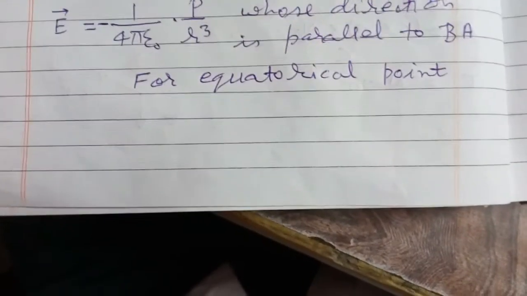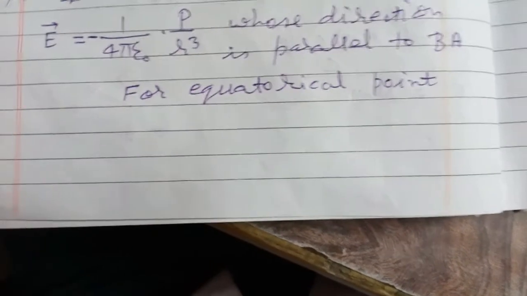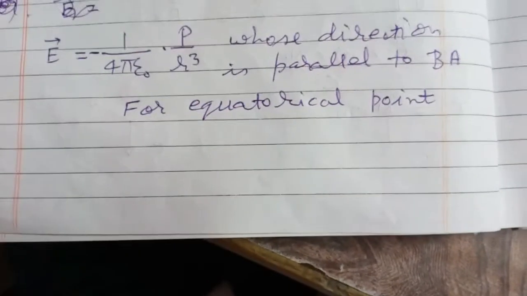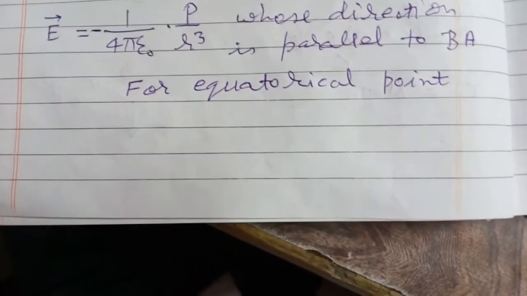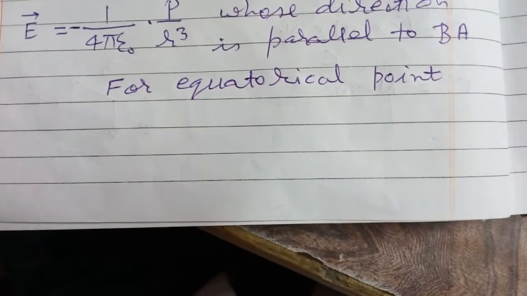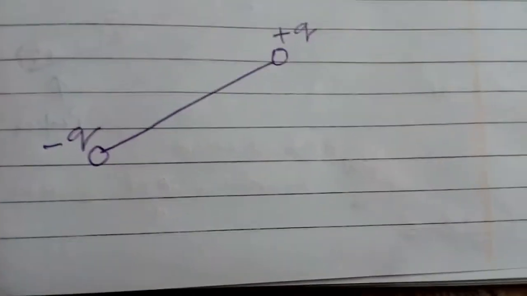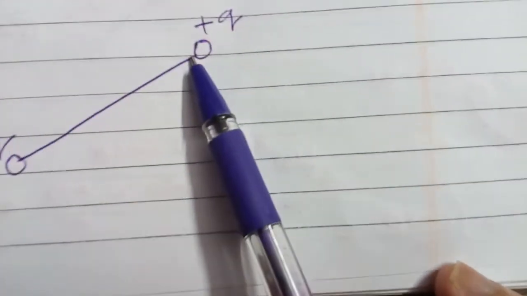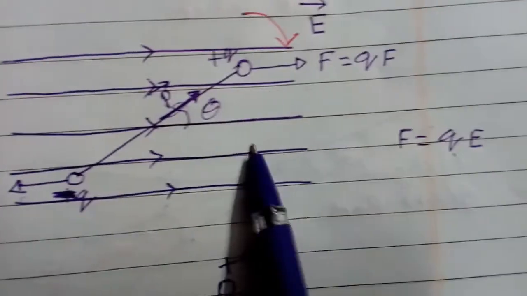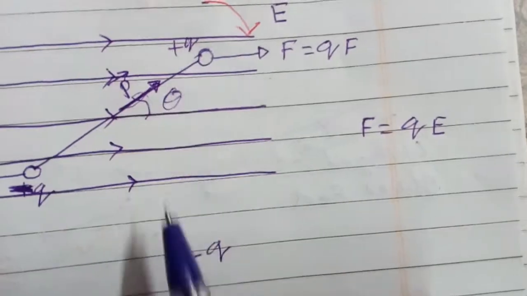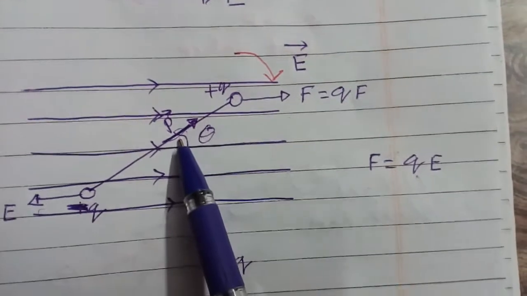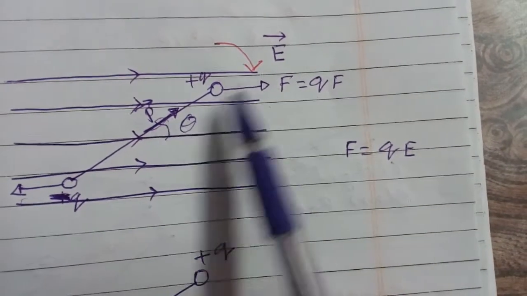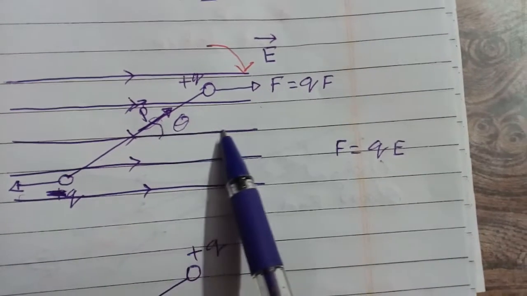So this is the expression for electric field intensity due to an electric dipole at an equatorial point. Now the next derivation: what happens when we put an electric dipole in an external electric field? For example, you may see here, this is a uniform electric field, and we put this dipole in this electric field. The direction of the electric dipole moment is making an angle theta with the direction of E.